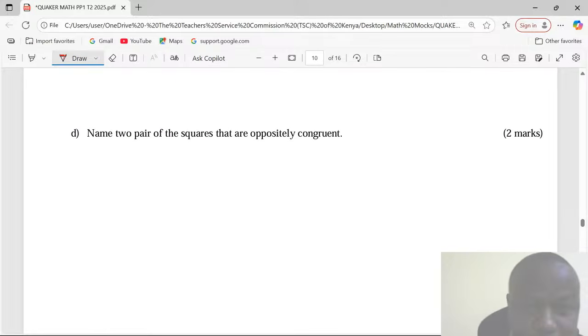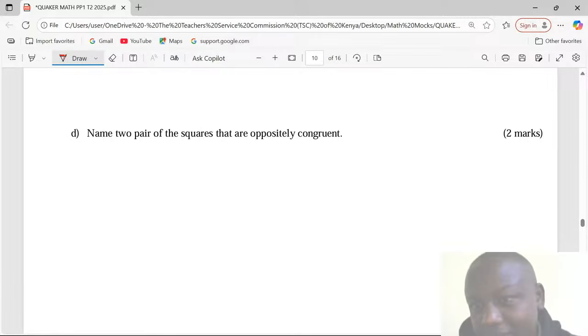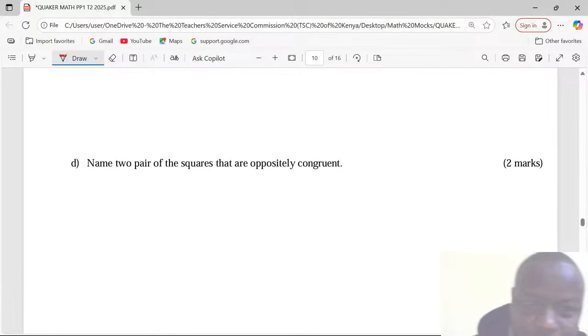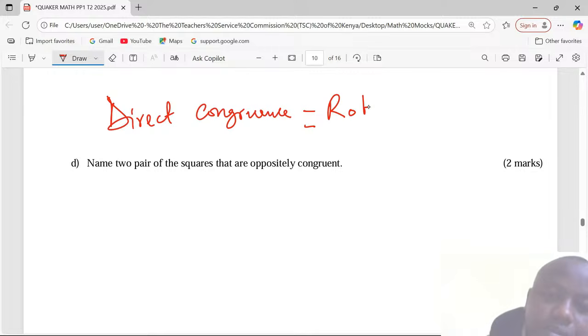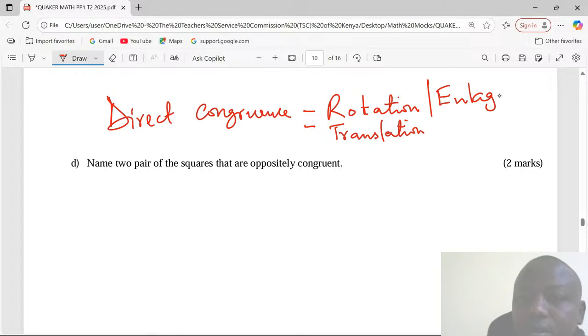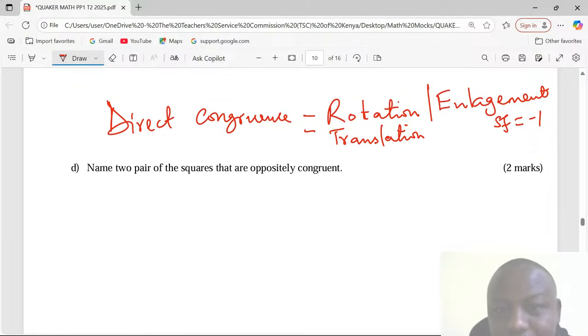That is opposite congruence. Direct congruence is whereby when you shift one of the squares or one of the images into the other, they fit into one another without tilting, or after tilting they can fit. So when you talk about direct congruence, this is where we have rotation and what we call translation. And for rotation, we can also have enlargement with scale factor -1. Yeah, it behaves like a rotation. So those ones give us direct congruence.